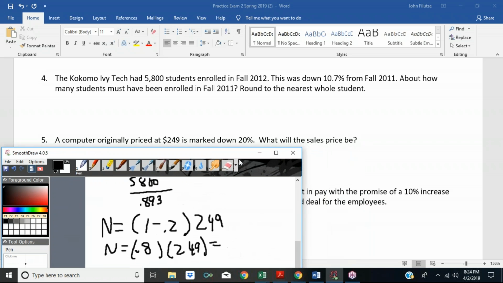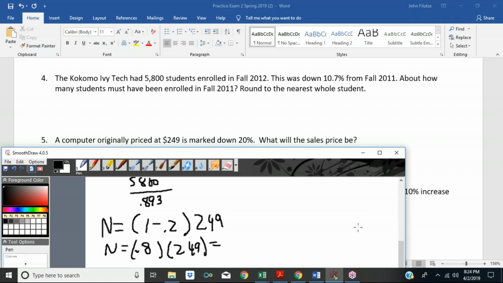So there's another way we could do number 5. And that would be saying the original price was $249. That's the same as 100%. The new price we don't know, but the new price is 80% because it's marked down 20%. And either way we do this, we're going to get $199.20. Okay. And answer number 4 is $64.95. Number 4 is $64.95. Yep.